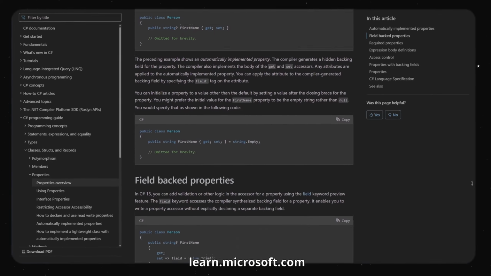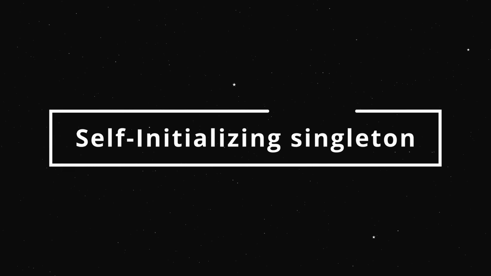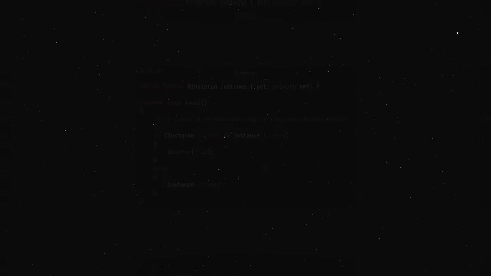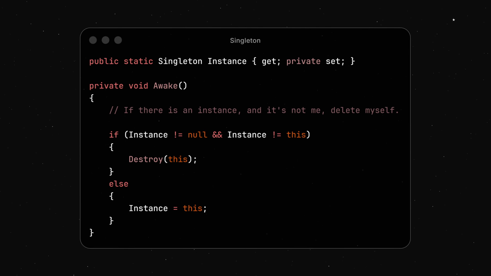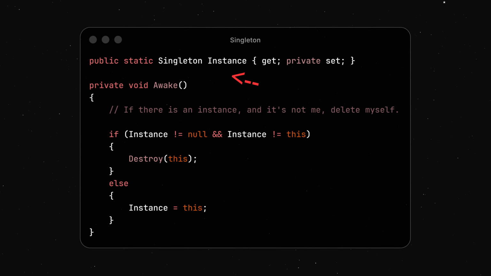Now to get to our more advanced examples, the self-initializing singleton. You probably know the normal singleton pattern in Unity, where a class has a static instance of itself that you can access from anywhere. Usually you add some logic to prevent multiple instances, as the whole point of a singleton is that there's only one in the scene.